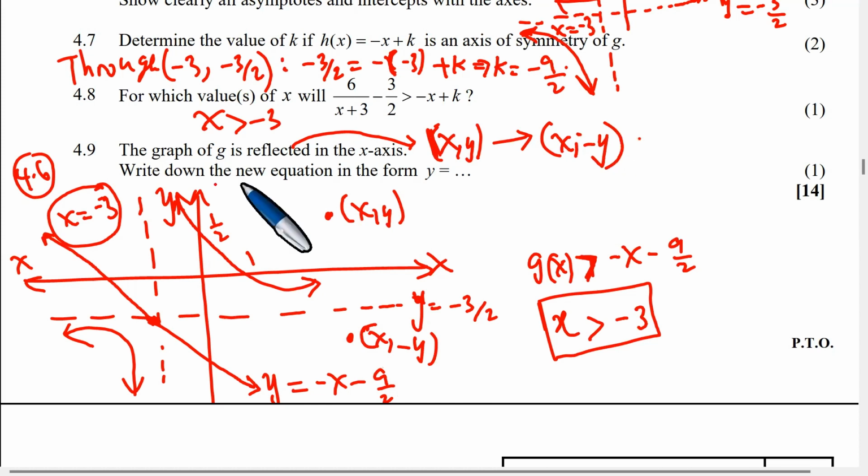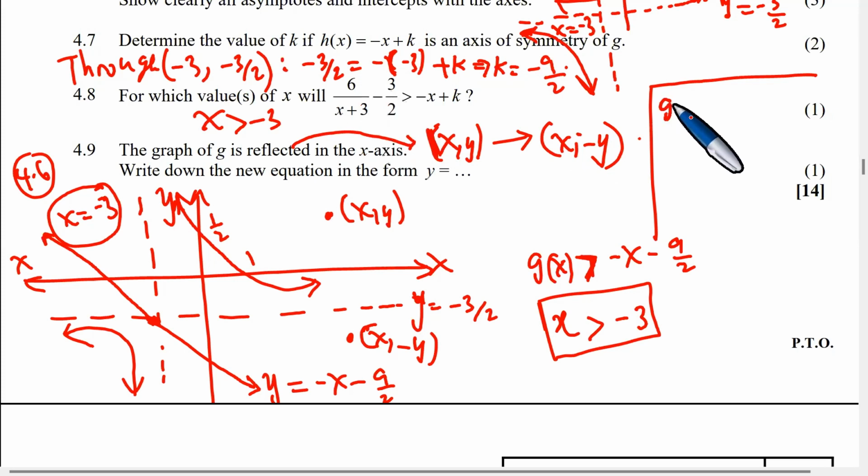So in other words, if G is reflected in the x-axis, then you have x, y becoming x and minus y, so y is negative. Now they're saying write down the new equation. The new equation for the reflection in the x-axis has the same x, but y is going to be negative in the graph of G. What is the graph of G? We have seen that the graph of G is exactly this one.